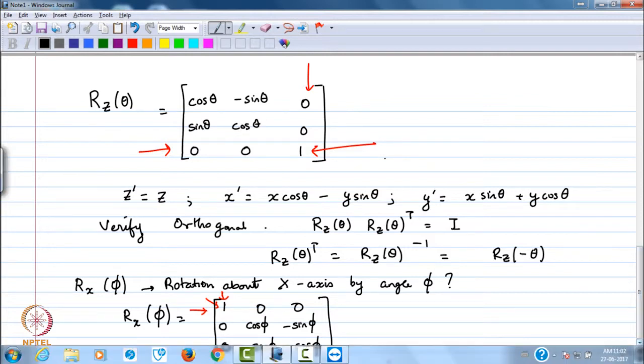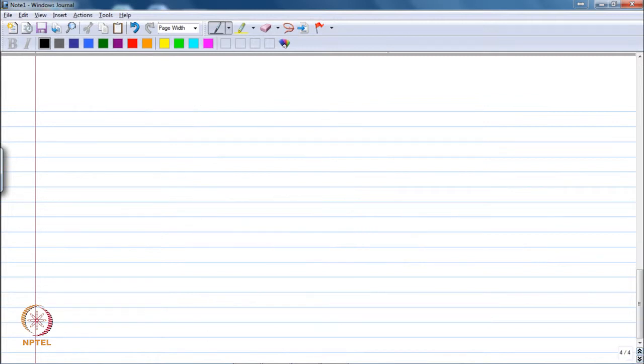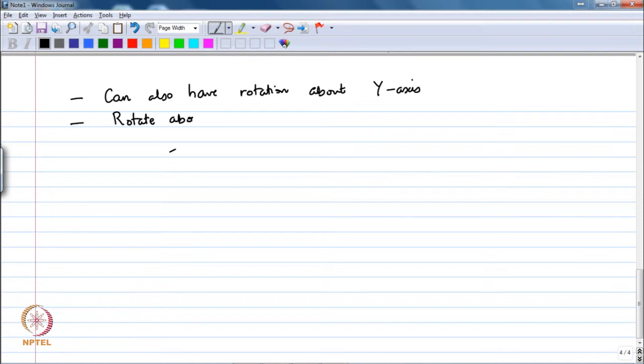You can also do rotation about the y axis. I will also say some other things. You can rotate about an arbitrary axis. This is more complicated.